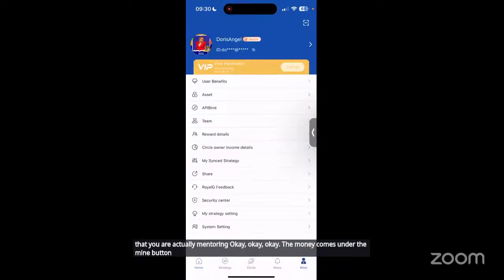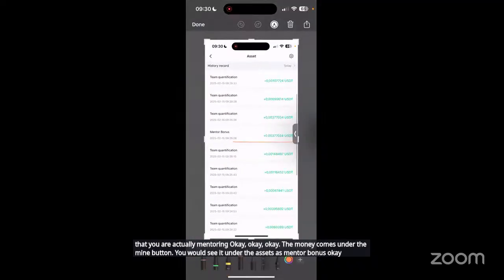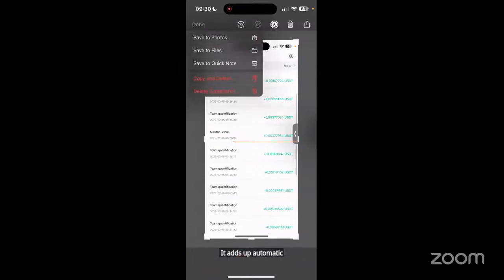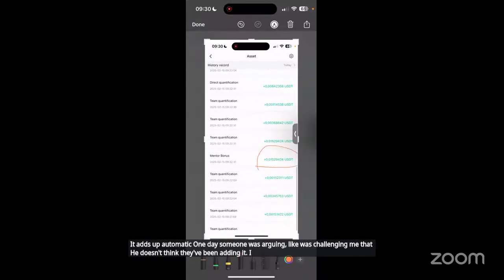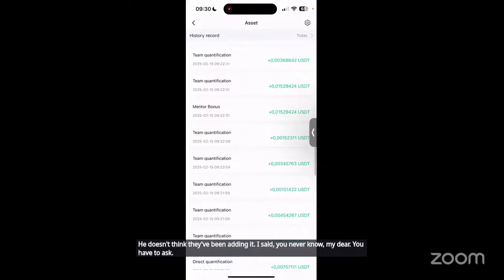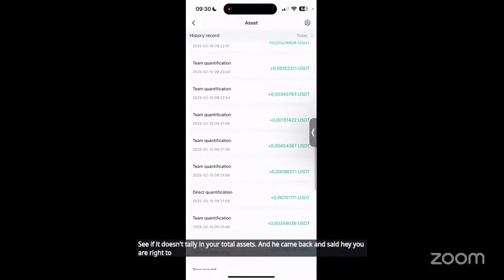The money comes under the mine button. You would see it under the asset as mentor bonus. Okay. It adds up automatically. One day someone was arguing, challenging me that he doesn't think they've been adding it. I said, you never know, my dear. You have to ask. Go and check the money you have made from team building today, and check what you have made from mentorship. Add it together. See if it doesn't tally in your total assets. And he came back and said, hey, you are right, oh. They don't make mistakes.